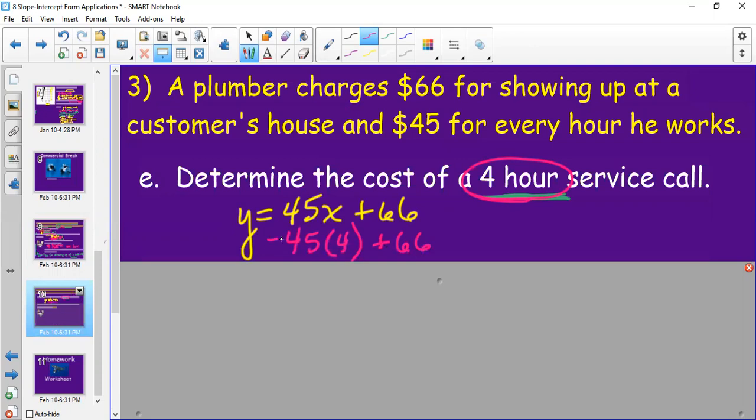And we need to solve this. So you can either do this with a calculator or you can do it by hand. We would do 45 times 4, which that would be 180, but don't forget to add in the 66 for the showing up at your house. That would be a total of $246.